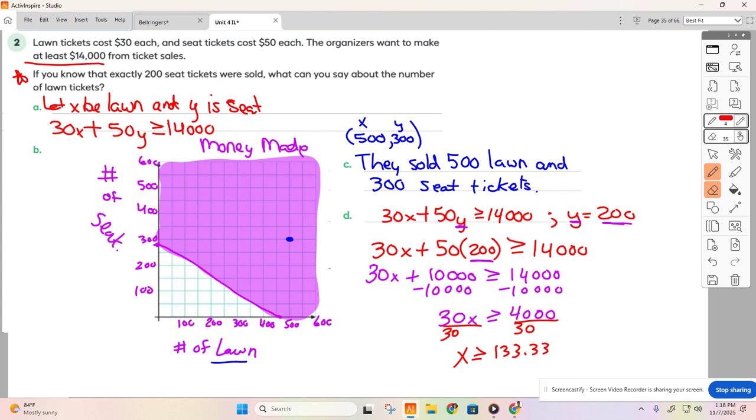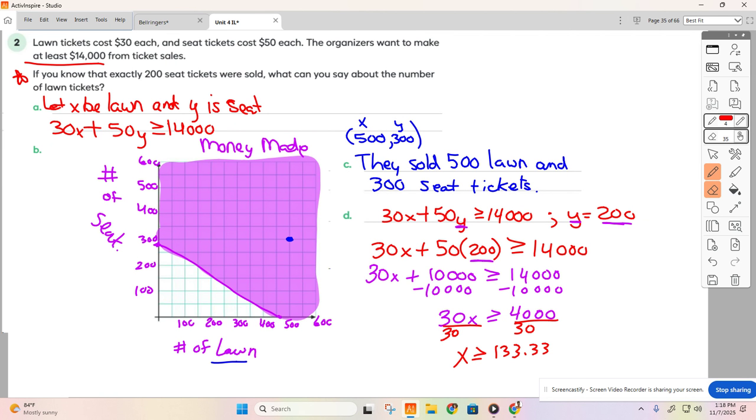Nowhere are they ever going to sell you a third of a ticket and let you in for a third of the amount of time. That's being ridiculous. So think about it: if we go back down to 133, are we going to make $14,000? No, you have to sell 134. We have to go up because I have to make at least $14,000.